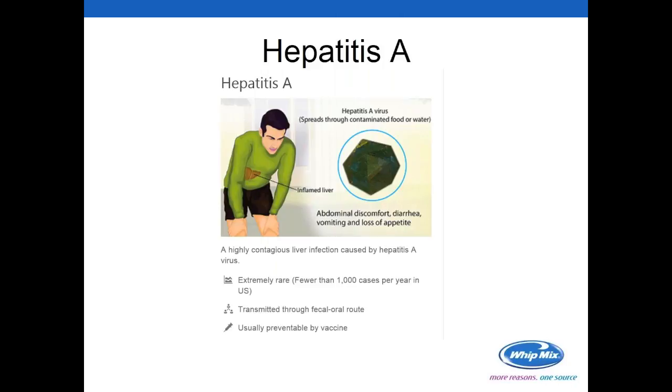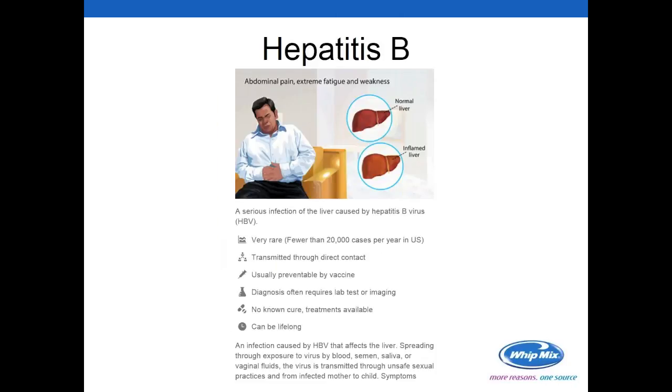It's preventable by vaccination. So if you're in the healthcare industry, we certainly would suggest that you get vaccinated for hepatitis A. All right, hepatitis B does basically the same kind of stuff. It attacks the liver again. About 20,000 cases in the year. It's transmitted through direct contact, people-to-people contact. It also can be prevented by vaccine, a couple of different types of vaccinations that are out there.